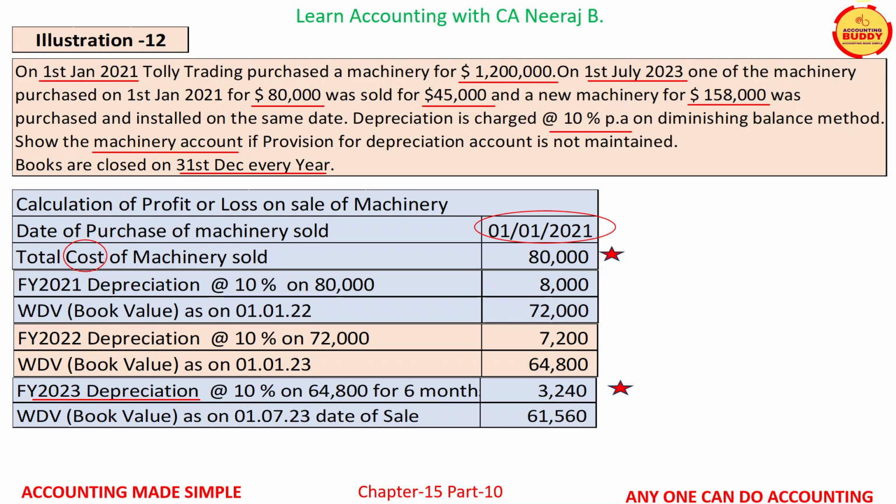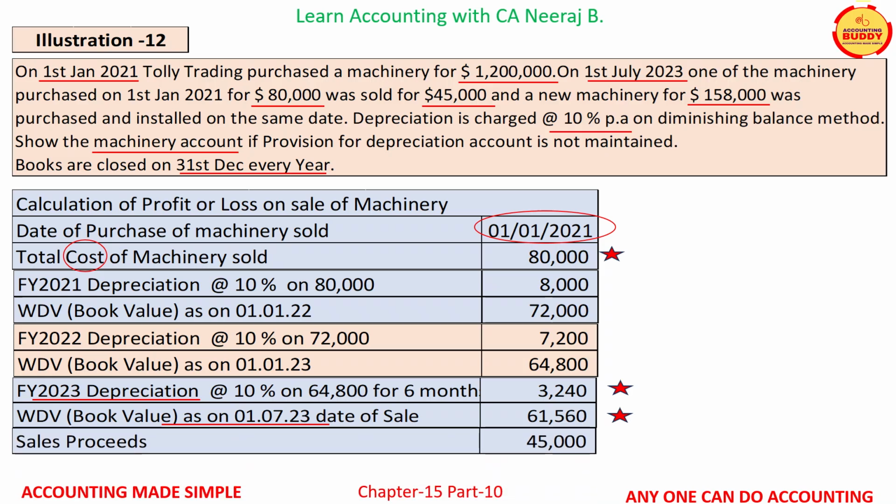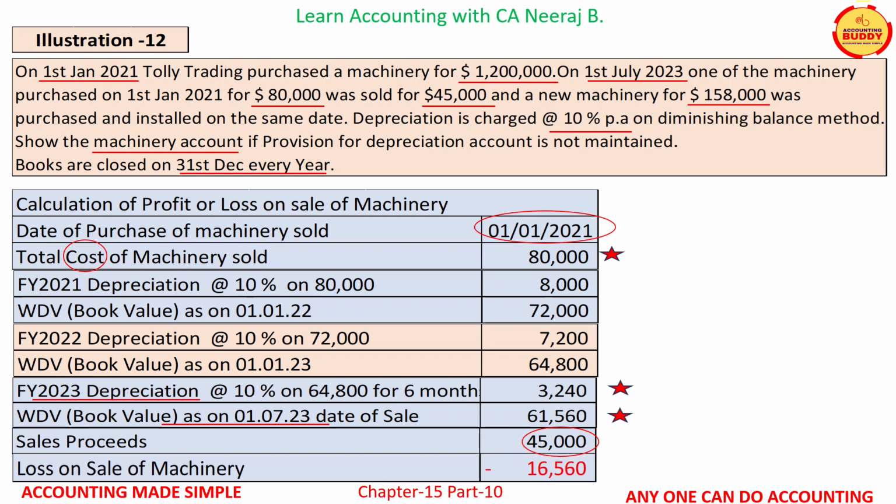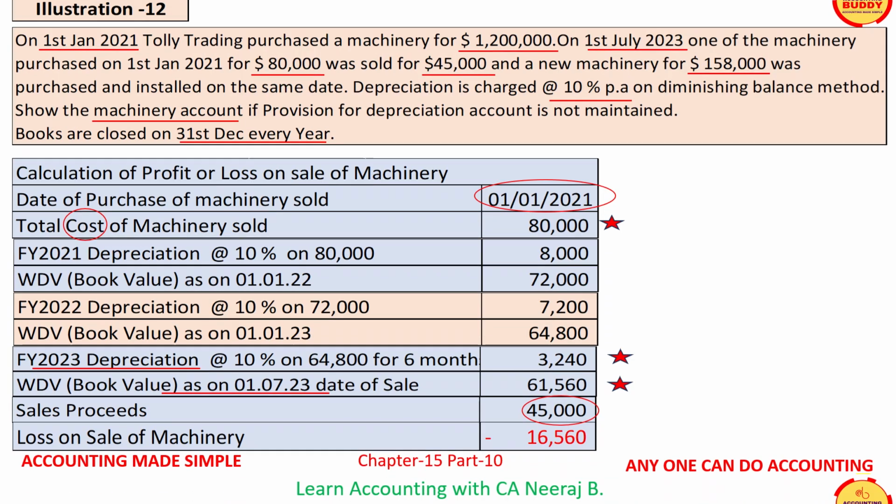The book value of the machinery as on 1st July 2023, that is the date on which the machinery is sold, will be $61,560. The sales proceeds of this machine is $45,000. Since the sales proceeds of $45,000 is less than the WDV value of $61,560, business has incurred a loss of $16,560 on the sale of this machinery.